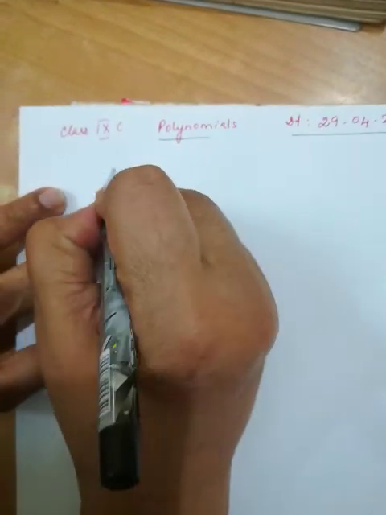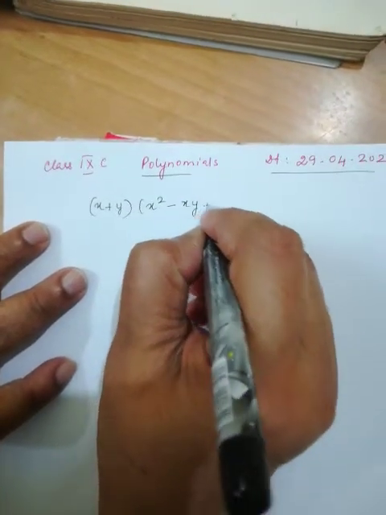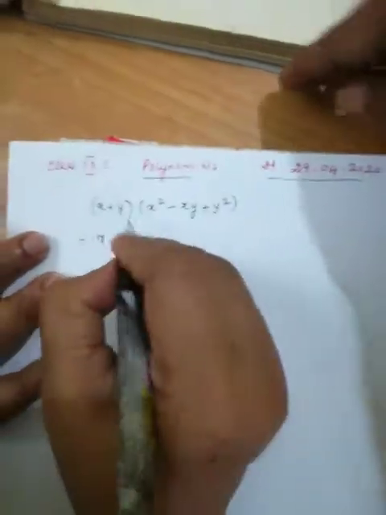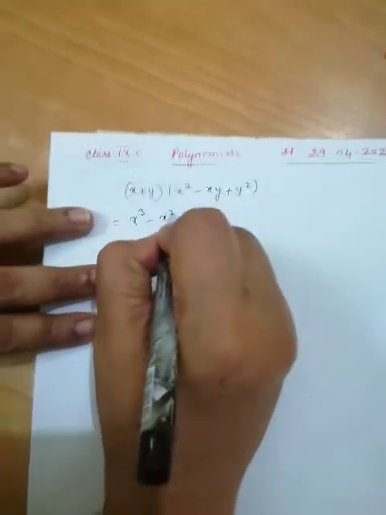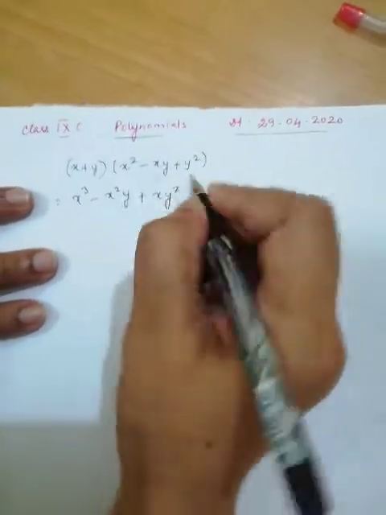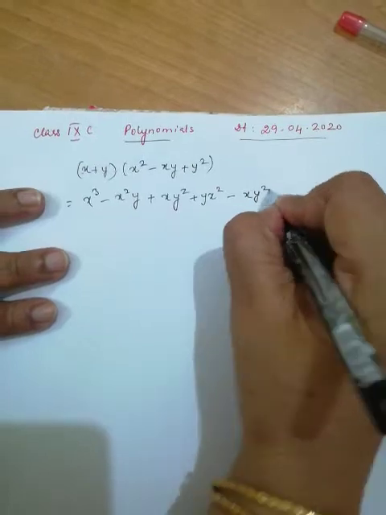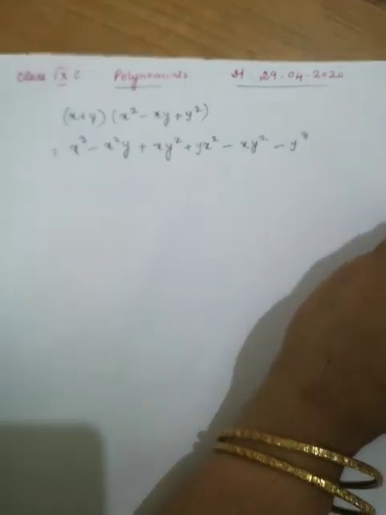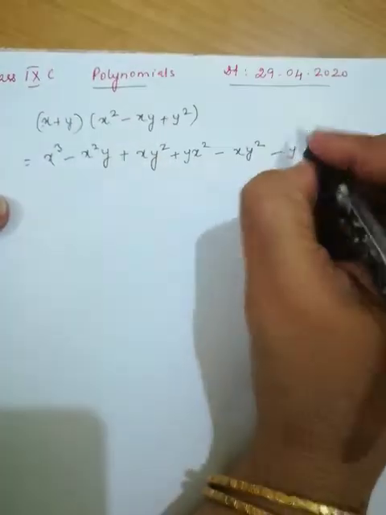Okay. I have x plus y into x square minus xy plus y square. When I multiply it, what I get, let me see. I get x into x square, that is x cube, minus x square y plus xy square plus yx square minus xy square minus y cube. Right? So, when I multiply, plus y into y is plus y cube.